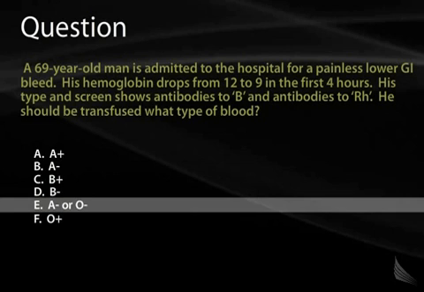The correct answer here is E, A negative or O negative. The way we tackle this question is that we can look at what it's giving us. Antibodies to B. That means that he is either type A or type O, right? And he has antibodies to Rh. So if he's got antibodies to Rh, that means he is negative, right? So you would give him A negative or O negative type blood.